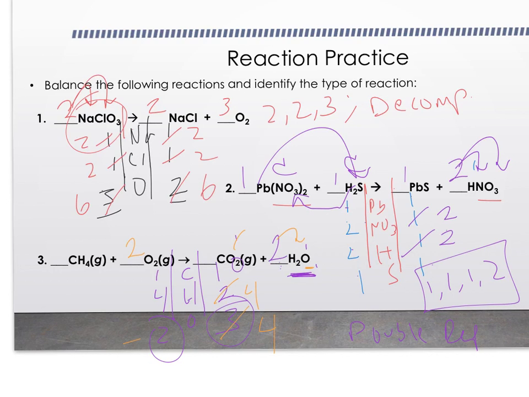So then everything is balanced. Anything I don't fill in is an understood 1. So the coefficients of this reaction are a 1 to 2 to 1 to 2. And this is signified by a hydrocarbon reacting with oxygen, specifically producing carbon dioxide and water. So this is going to be a combustion reaction.